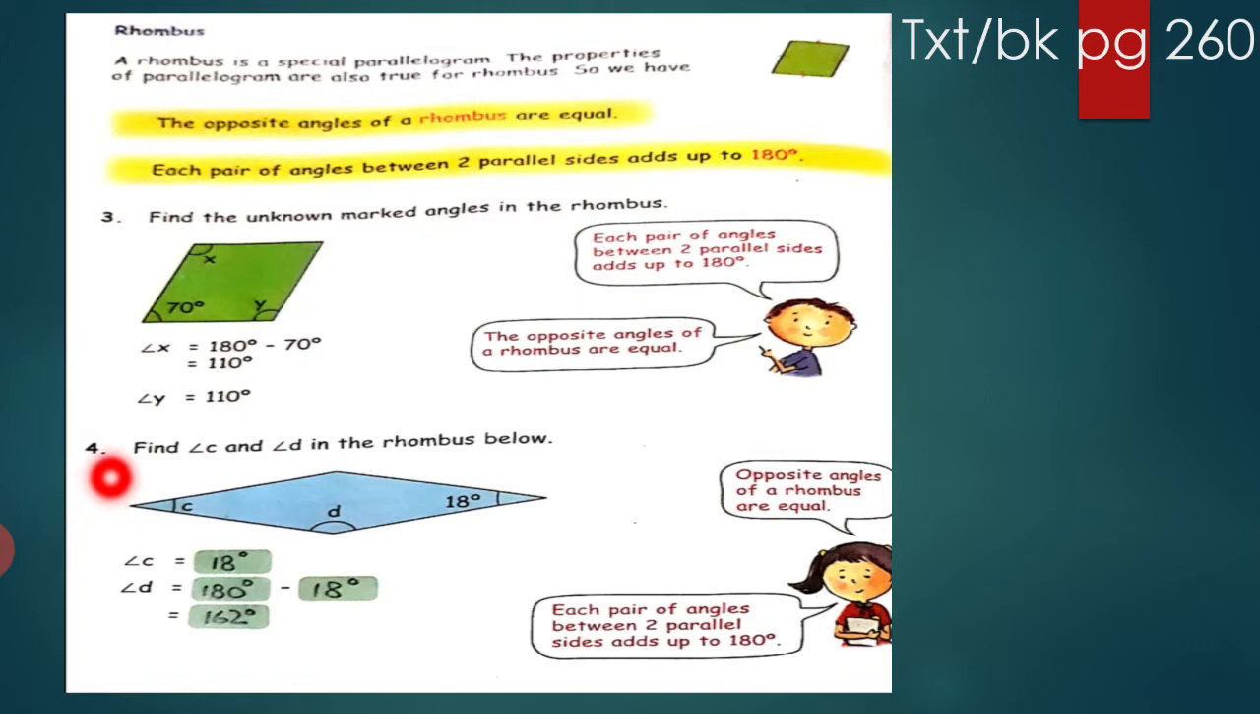Here is example number 4, students. Find angle C and angle D in the rhombus below. Angle C and 18 degrees are opposite angles. So please write angle C is equal to 18 degrees, students. In order to find angle D, you have to subtract 18 degrees from 180 degrees. You will come to know what angle D is. Angle D is equal to 180 degrees minus 18 degrees, which gives you 162 degrees.